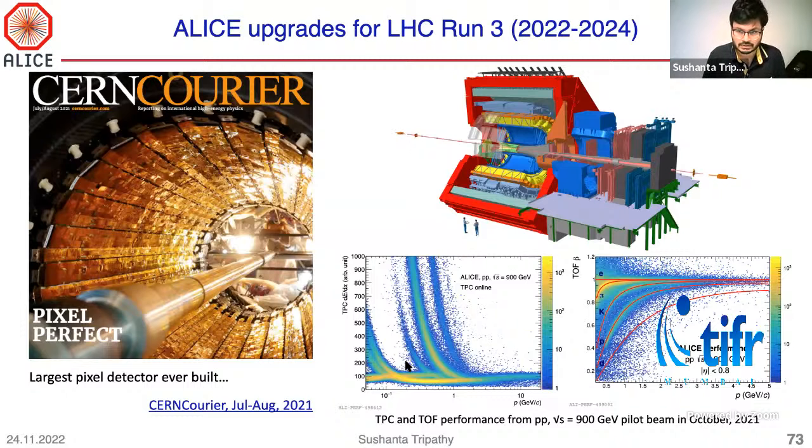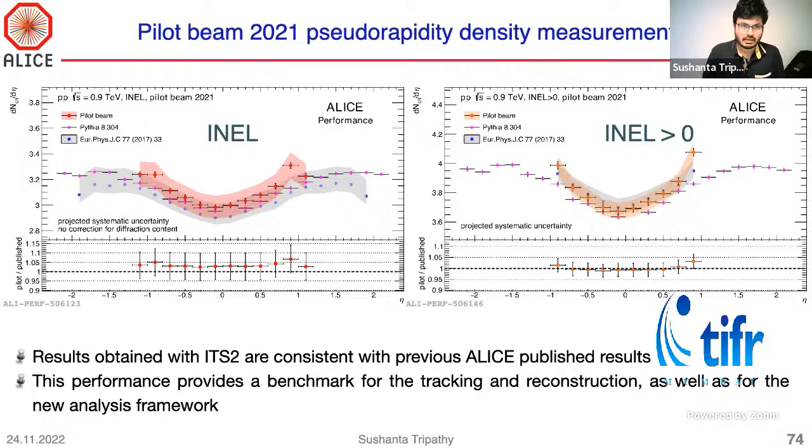So here is the charged particle multiplicity, or basically the pseudorapidity density comparison of the pilot beam data with the published results that we had in Run 1. Here you see that results obtained from ITS2 are quite consistent with the previous analysis publication. This provides a benchmark for tracking and reconstruction, as well as for new analyses.